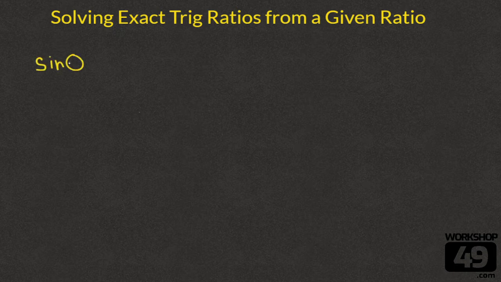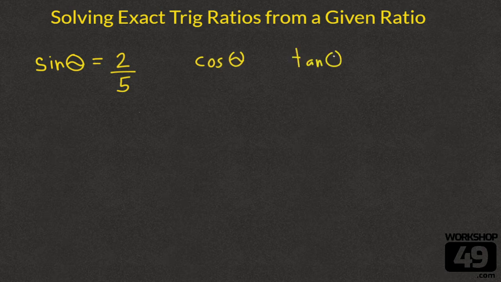Here's a little trig ratio that we've been given, and we've been told that sine of theta is equal to 2/5. We know what the other two trig ratios are. We're going to need to solve cos of theta, and we're going to need to solve tan of theta. However, there is a small problem. It turns out there are two sets of answers for sine of theta equals 2/5. And this is determined using something called the cast rule.